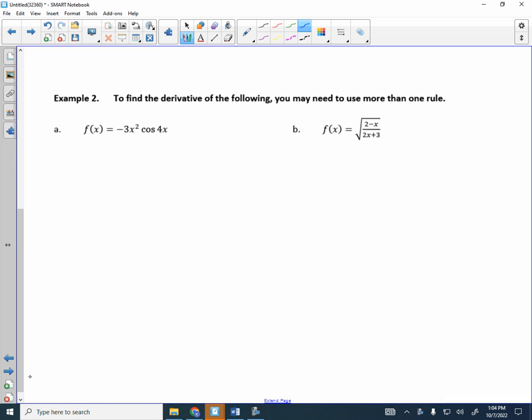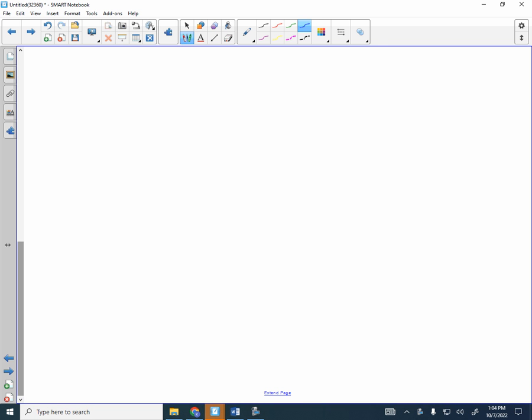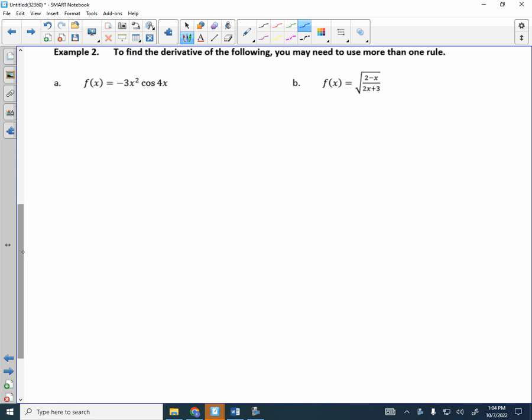Okay, let's flip it over to this letter A right here. Can somebody tell me what rule or rules will be used for this derivative? Letter A. Product and chain. Do I start by saying the chain rule, or do I start by saying the product rule? Product. I start by saying the product.